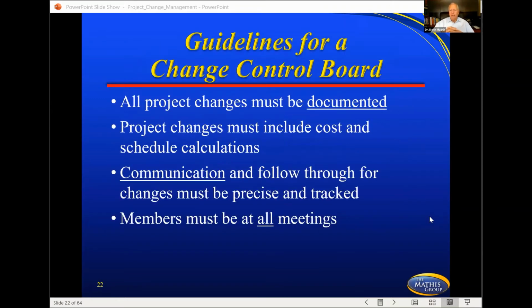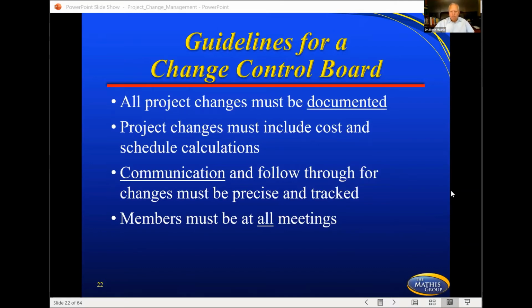Now, here are some guidelines that would help with the change control board, if you don't have one or you're setting one up. All project changes have to be documented. You decide, according to the legalities, what the depth of that documentation is. Project changes must include cost and schedule calculations. Communication and follow through for changes must be precise and tracked, and members must be at all the meetings. That means the change control board needs to be at all the meetings. Why? Because they have the power to say yes or no to changes.